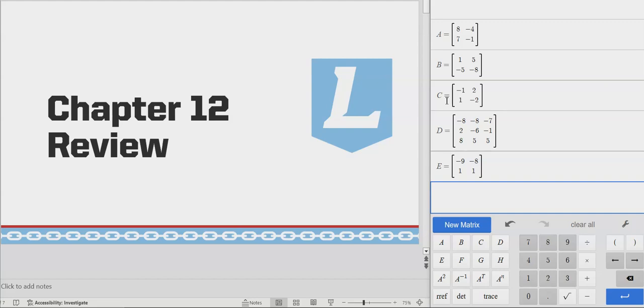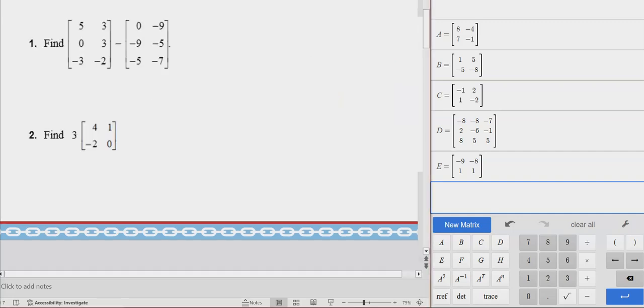Reviewing for our quiz tomorrow on matrices. So on example 1, or problem 1, we are asked to subtract these two matrices. And you could use a calculator. In my opinion, it's not worth the effort to type these matrices in.